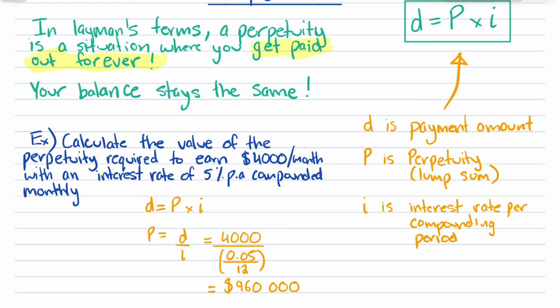So that's close to $1 million. So hypothetically speaking, but I don't think these are too common in the real world anymore, but hypothetically speaking, if someone had $1 million and the bank was going to offer them a perpetuity with an interest rate of 5% compounding monthly, they could get $4,000 a month for the rest of their life for doing no work, which is actually kind of cool conceptually.